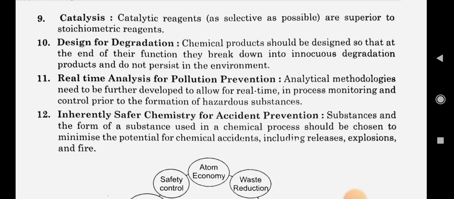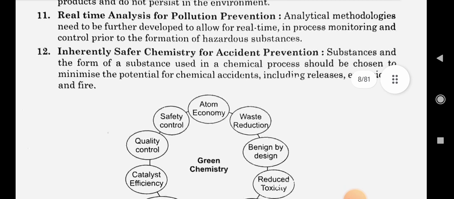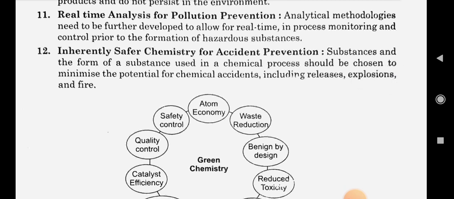Number 10, Design for degradation. Chemical products should be designed so that at the end of their function they break down into innocuous degradation products and do not persist in the environment. Number 11, Real time analysis for pollution prevention. Analytical methodologies need to be further developed to allow for real time in-process monitoring and control prior to the formation of hazardous substances.